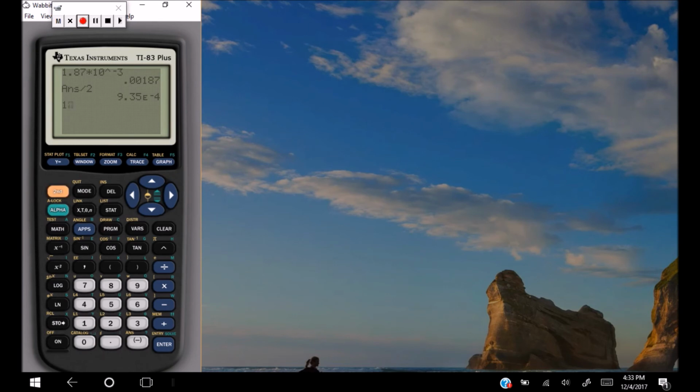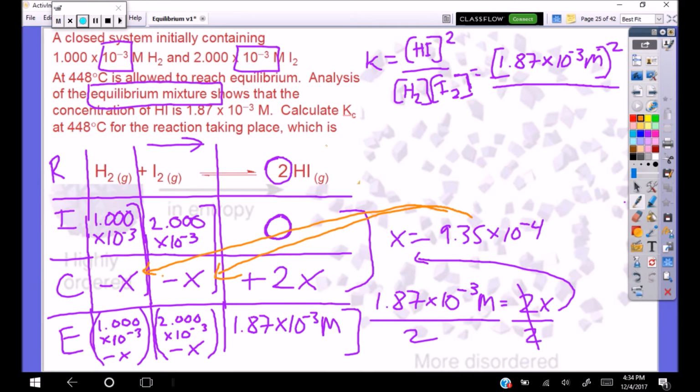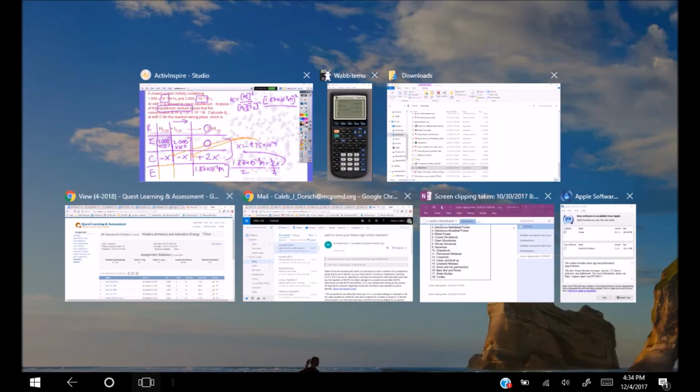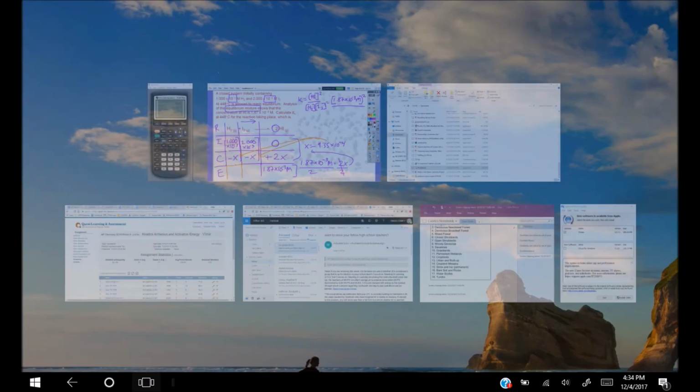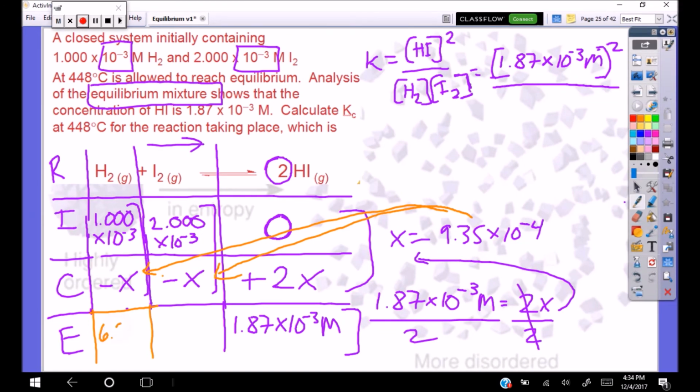So 1e negative 3 minus my answer, 9.35 times 10 to the negative fourth, and I get a new equilibrium concentration for my H2. And that equilibrium concentration is 6.5 times 10 to the negative fifth. 6.5, I'm going to write just e negative 5.